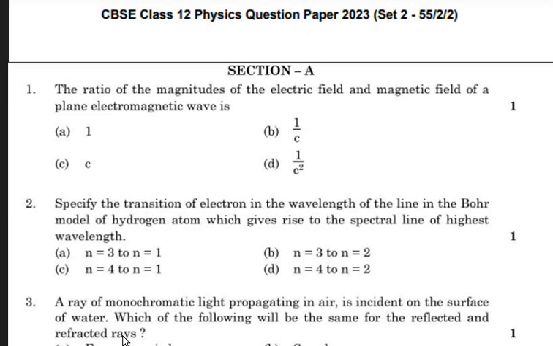So the first question is the ratio of the magnitudes of the electric field and magnetic field of a plane electromagnetic wave. In this question they are asking for the ratio between electric field and magnetic field, and we know that the ratio between electric field and magnetic field is the velocity v, and since it is an electromagnetic wave we can write it as C. So the correct answer is C.